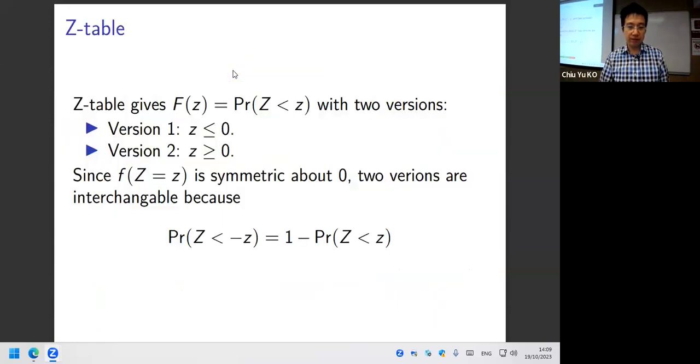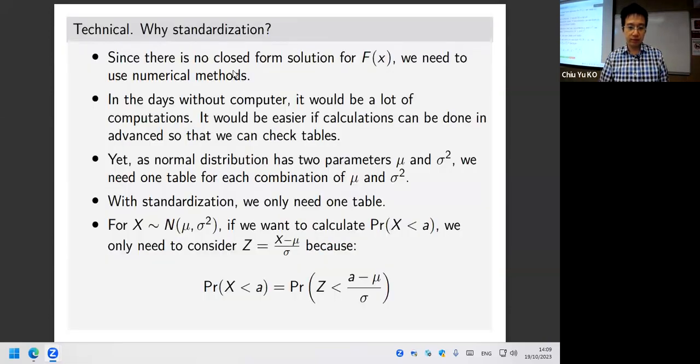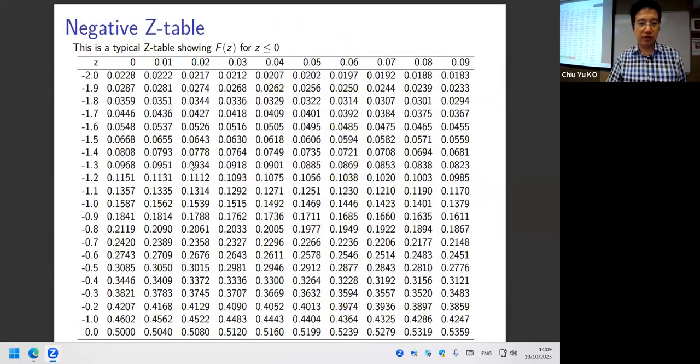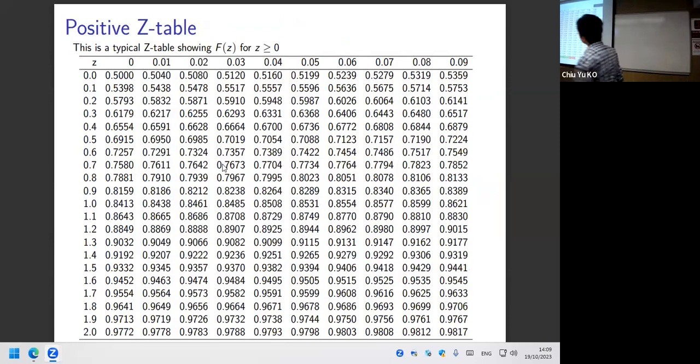The table we have. Okay, so let me do it again. I look at the number where z is less than 1.4, right? Remember, the table is the big F, right? F of z less than 1.4. So you will be looking at the z table, this negative one and this positive one.